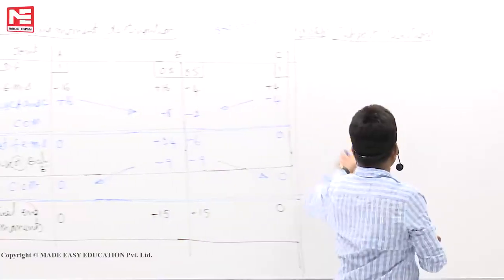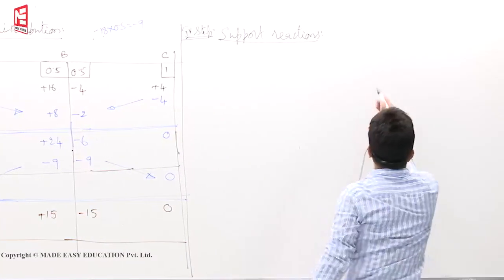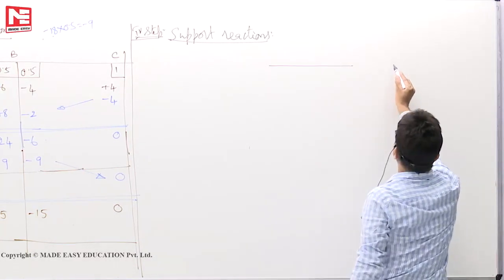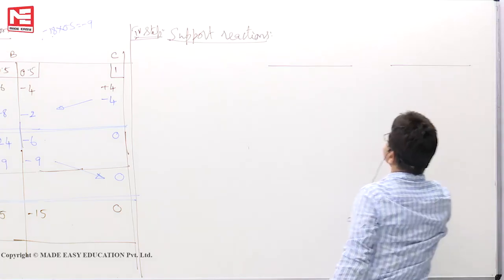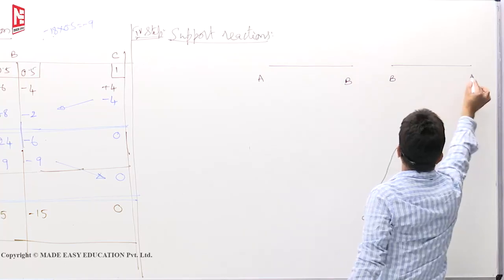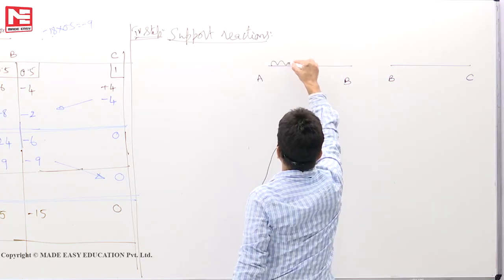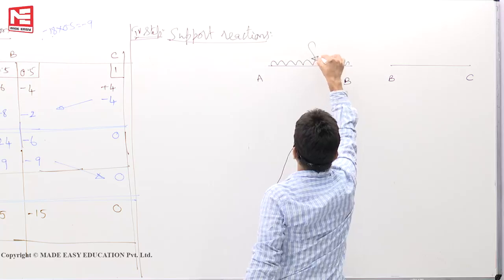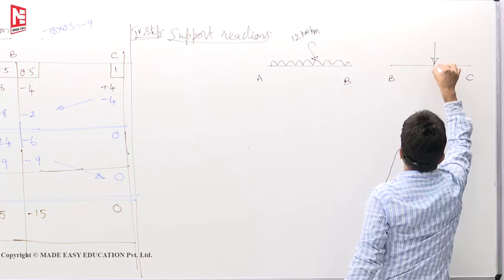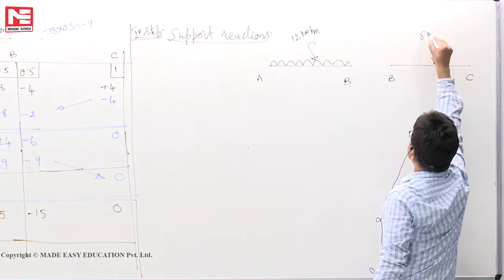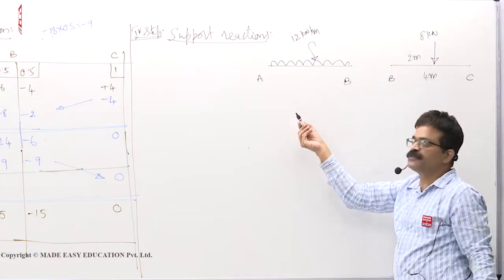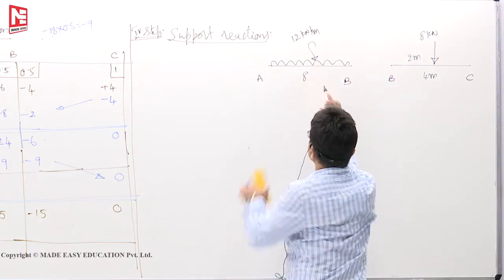So from now onwards, you must always do it like this only. See here, two members. This is one member, this is the second member. This is A, B, B, C. On this the UDL is there, show that. This is 12 kilonewtons per meter. This is called a free body diagram. A free body diagram means the diagram of a body on which you have to show what others are doing. So what the applied load is doing, you have shown.